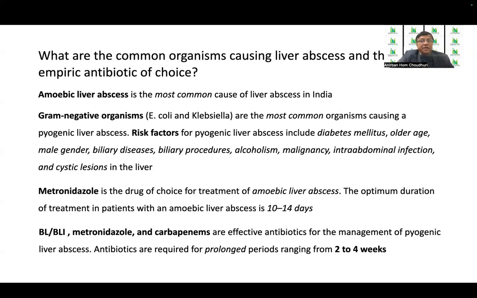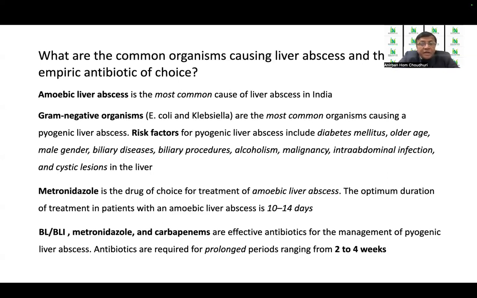In this connection, another important consideration is liver abscess. And it is important to know what the organisms which cause liver abscess are and what the empiric antibiotic of choice is. So amoebic liver abscess is the most common cause of liver abscess in India. For the non-amoebic causes, gram-negative organisms like E. coli and Klebsiella are the most common organisms. The risk factors include diabetes, older age, male gender, biliary diseases, biliary procedures, alcoholism, malignancy, intra-abdominal infection, previous cystic lesions in the liver.